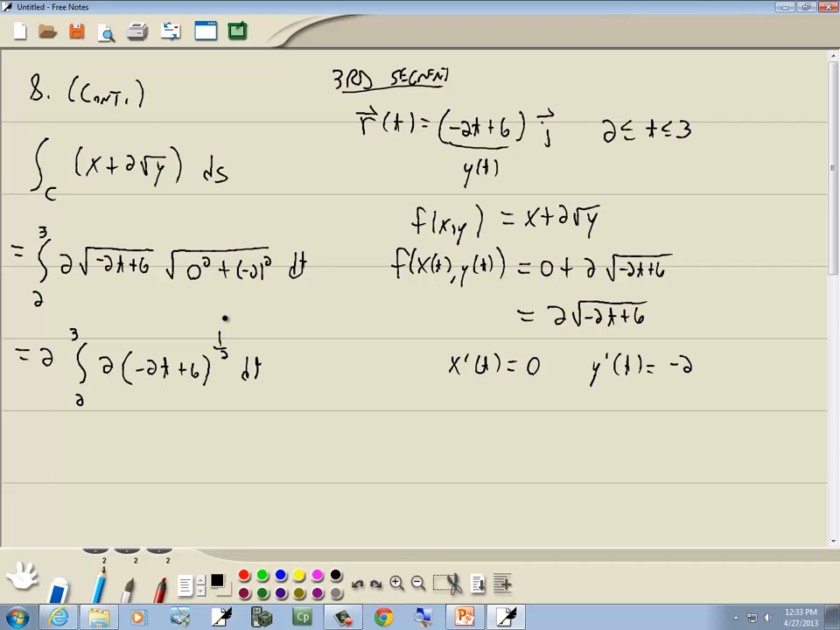Well, this is a u substitution. So we have u equal to negative 2t plus 6. The derivative of that gives us negative 2 dt. Well, we have the 2 in there, but we don't have a negative. That's easy. We'll put a negative out in front, and we'll put a negative inside, because a negative times negative is positive.